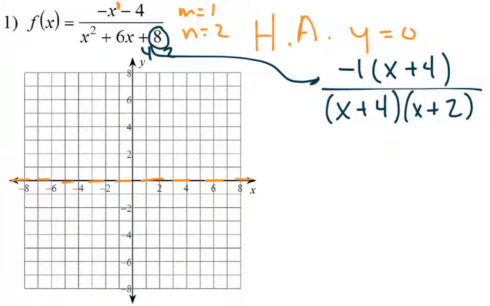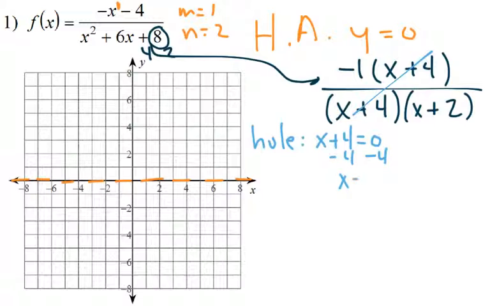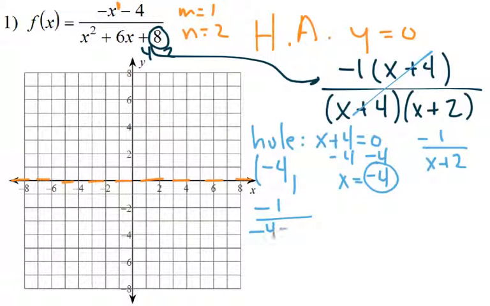So we should notice right off the bat, we're going to eliminate something. That means we have a hole. So I go x plus 4 equals 0. Subtract 4 from both sides. We get x equals -4. So that's the x value. The leftover is -1 over x plus 2. So I put in that -4 for x and simplify. Negative 4 plus 2 is negative 2. Negative 1 over negative 2 is positive 1/2. So my y value is 1/2. So at negative 4, up to 1/2, we know we've got a hole.